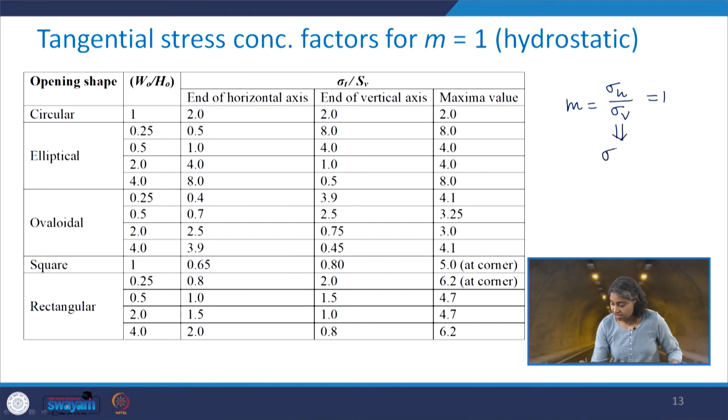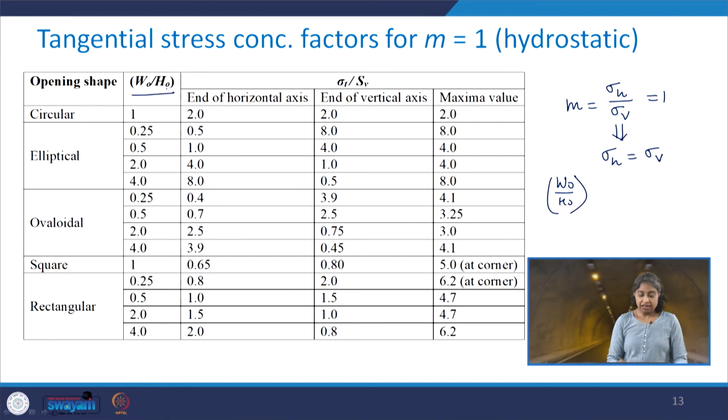So, this gives me that sigma h is equal to sigma v. Now, in this case again we have developed a similar table with respect to various opening shapes and different values of this width to height ratio of the opening, which is represented by W naught by H naught.